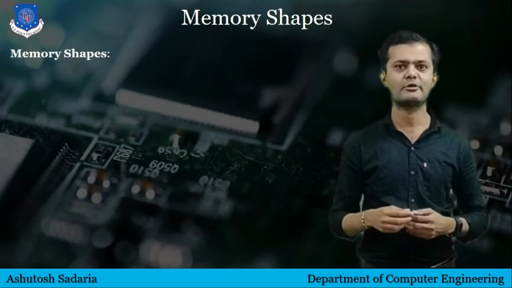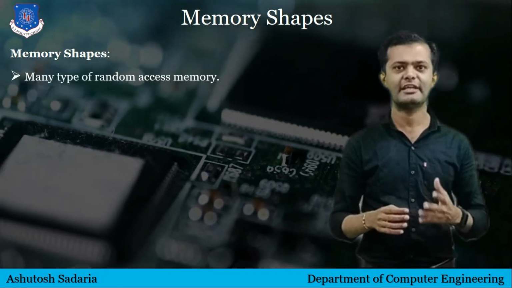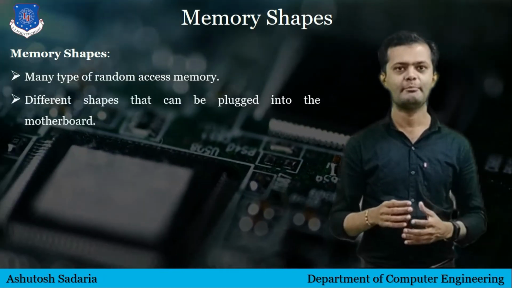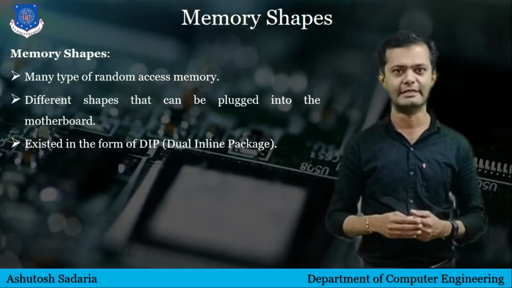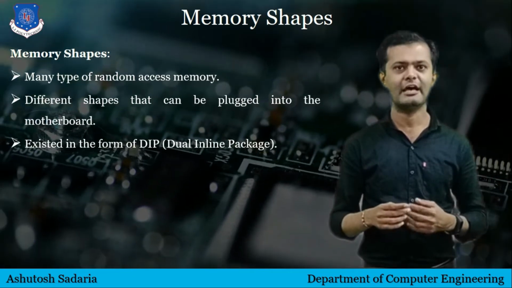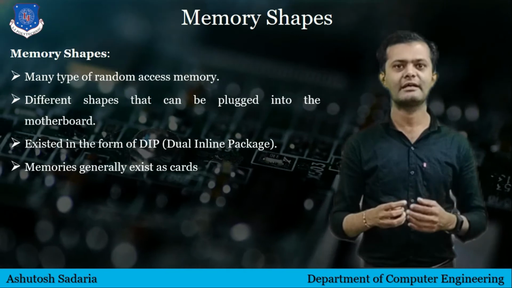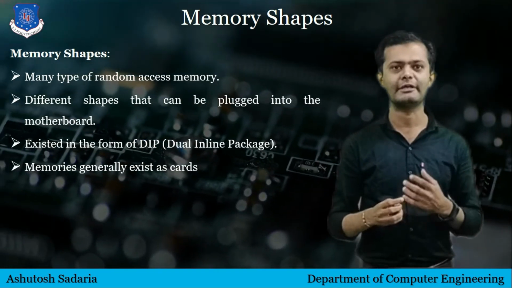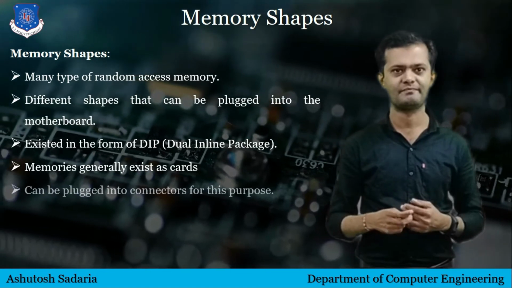So there are many types of random access memory. They exist in the form of different shapes that can be plugged into the motherboard. Memories existed in the form of chips called DIP from the beginning. The full form of DIP is dual inline package. Nowadays memories generally exist in the form of different shapes, which are cards that can be plugged into the connectors for this purpose. So let's see them one by one.